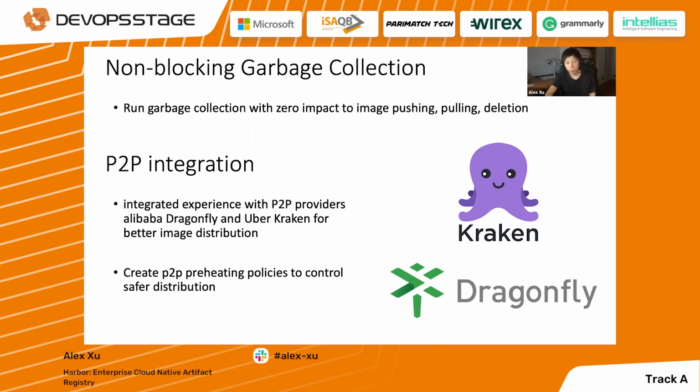Very similar to what we did with the interrogation services framework, and allowing Harbor to be paired with different image scanners, so everyone can use the scanner or the P2P solution that they like or that they've already deployed and invested into. And the preheating happens in a very controlled and very secured way through a series of policies.